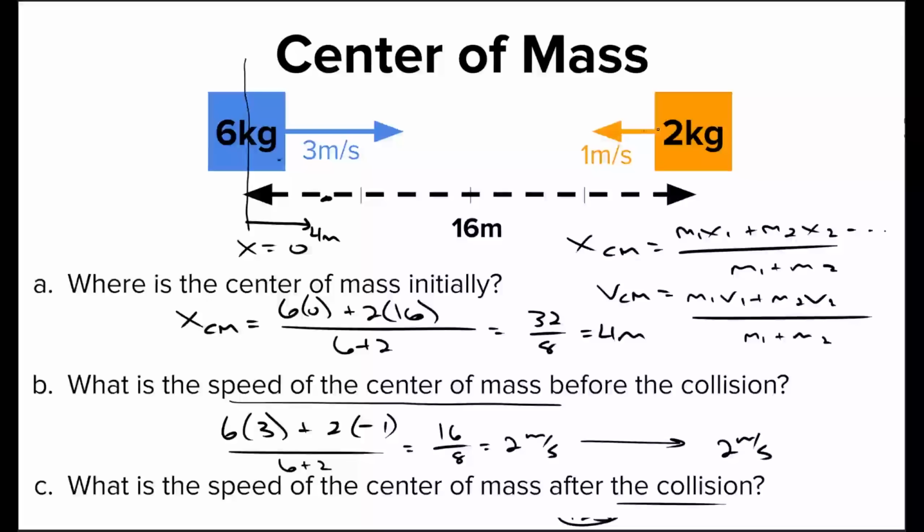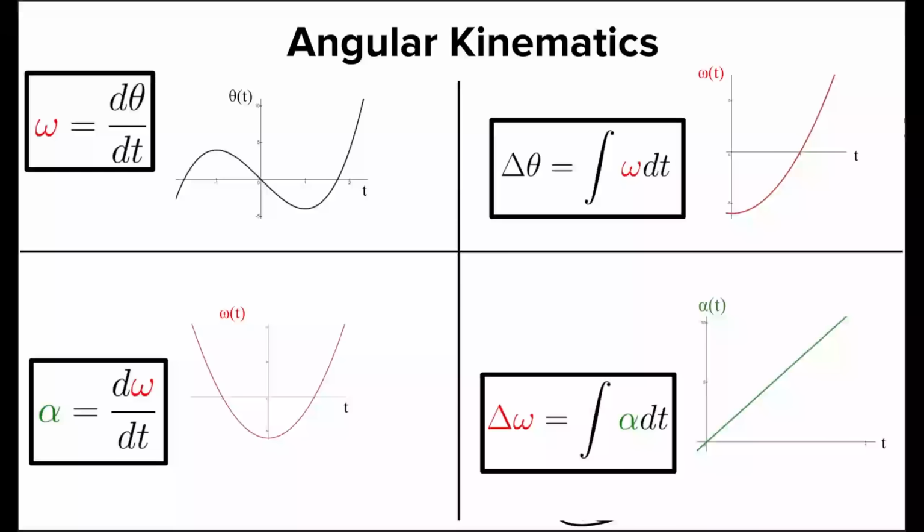Force of 6 on 2 and force of 2 on 6 cannot affect the motion of their center of mass. Only external forces can affect this. So if this center of mass was moving with 2 meters per second before the collision, it's going to be moving with 2 meters per second after the collision, which is kind of cool.